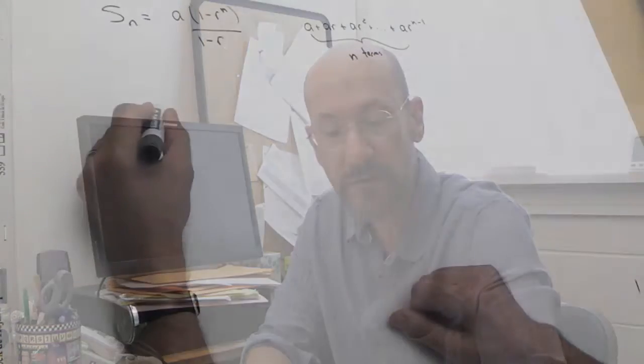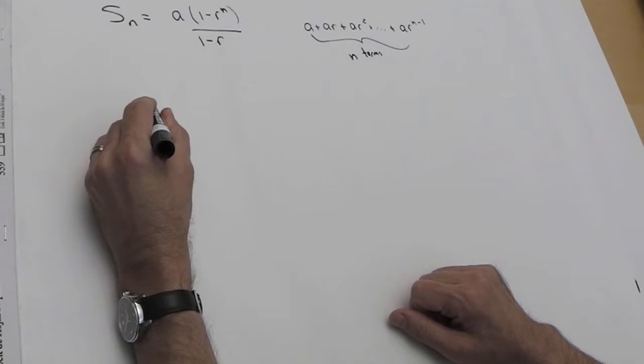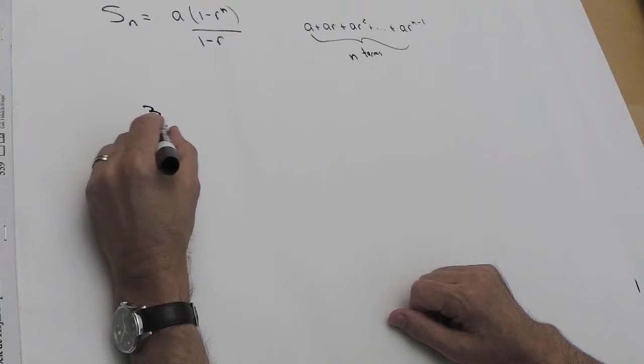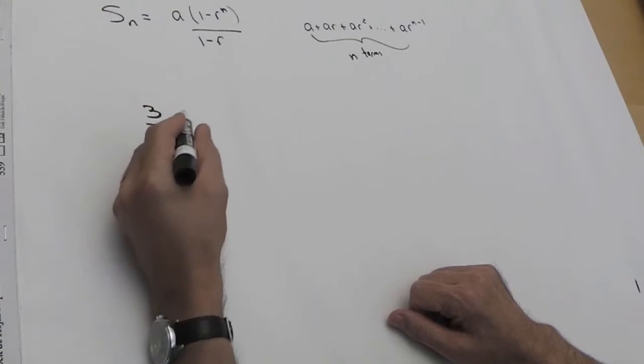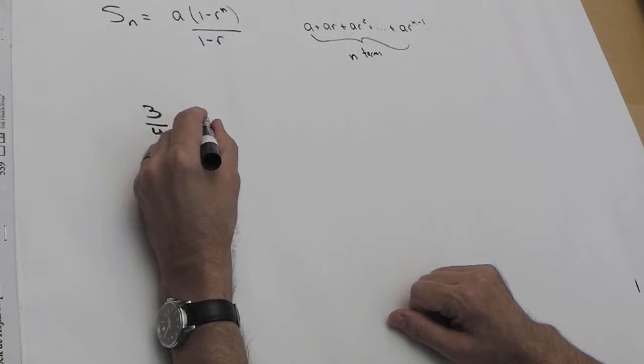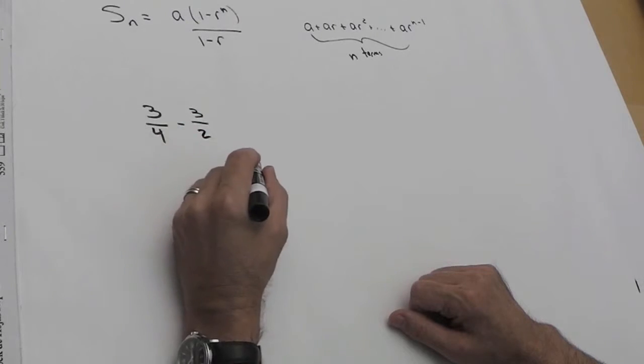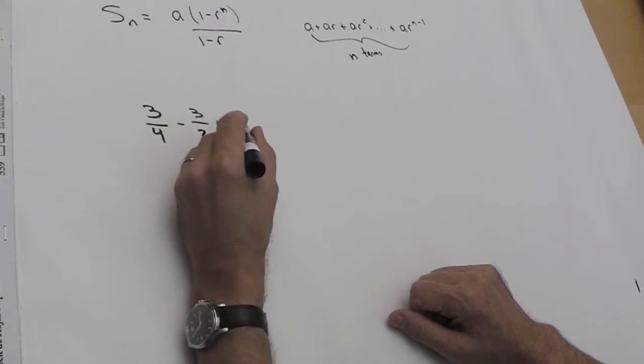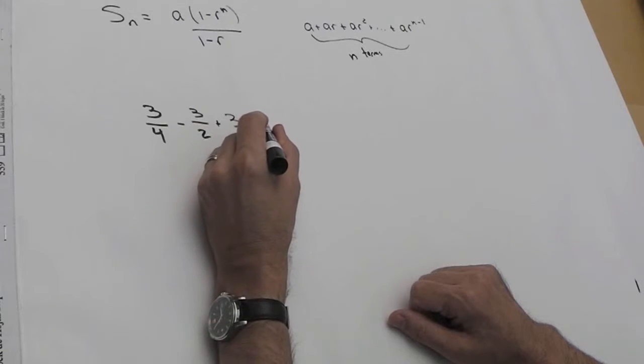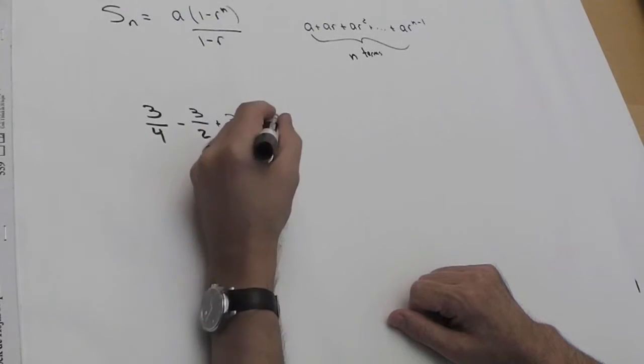So now let's take an actual series and see if we can write down the sum. Let's suppose the series starts out to be 3/4 minus 3/2 plus 3 minus, can you guess the next term?